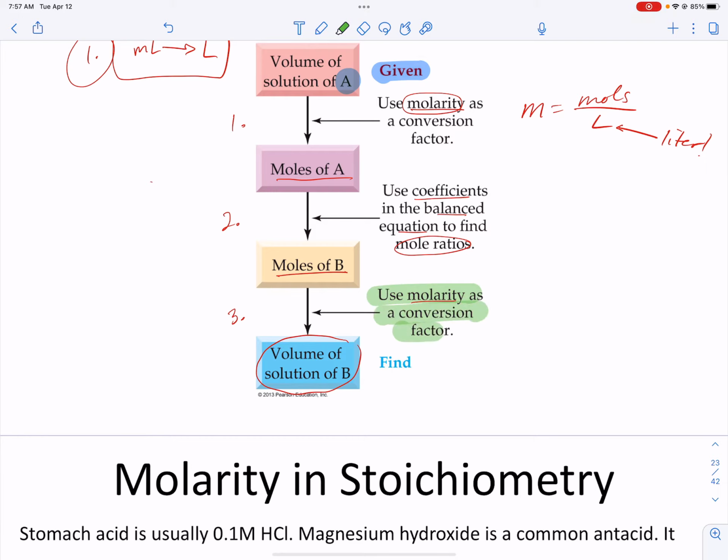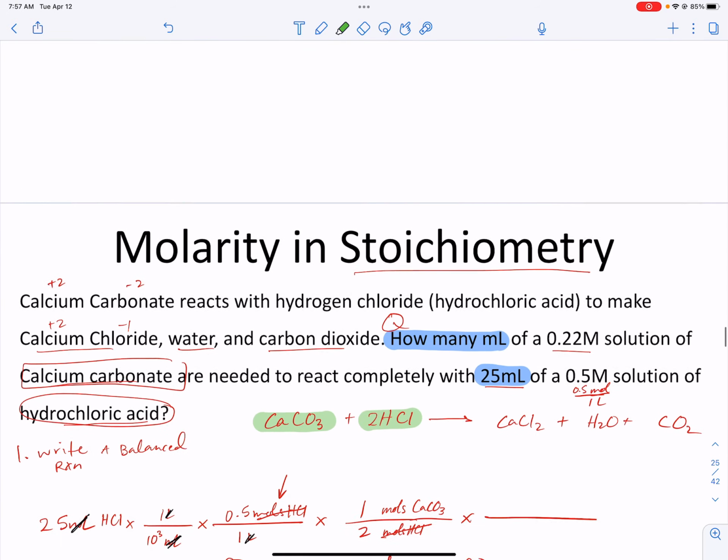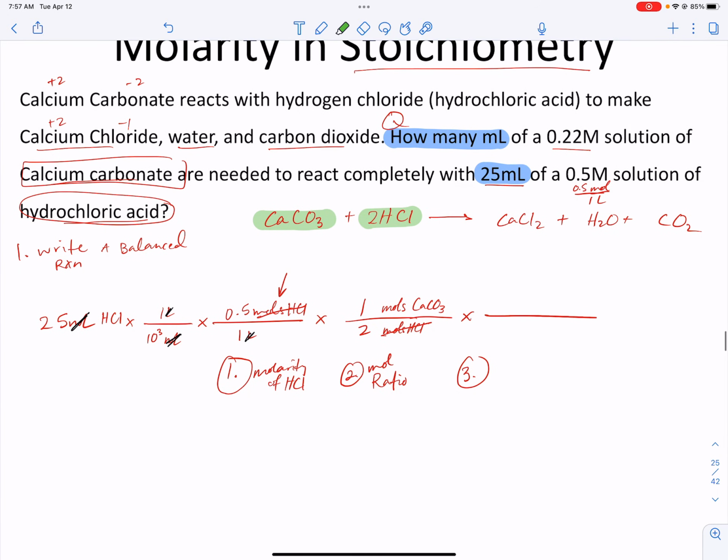Use molarity as a conversion. Molarity of what? Molarity of your next substance. They're calling it substance B in this diagram because of our equation at the top. But what would be the next substance? What are we trying to find? We're going from HCl to calcium carbonate. That's what we want to know, how many milliliters of calcium carbonate.